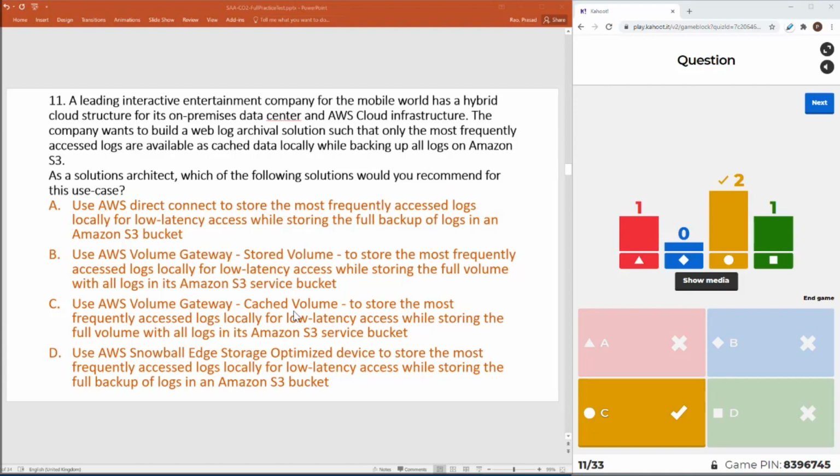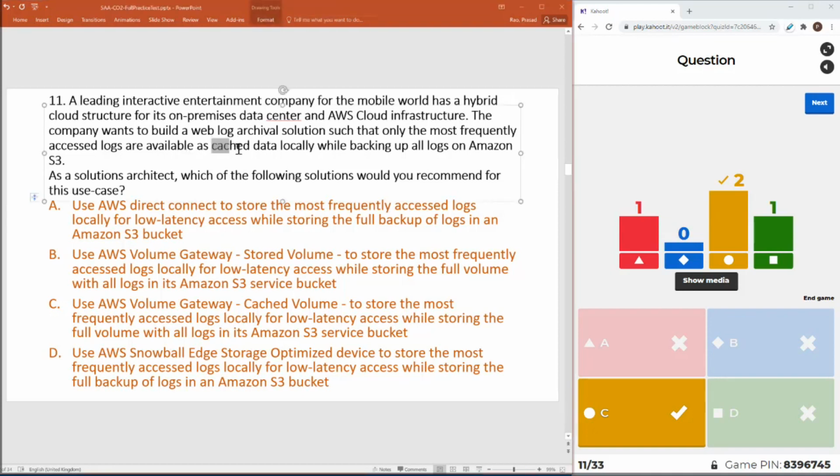So from the question perspective, yes, AWS Direct Connect is also a kind of hybrid solution for providing network connectivity. It is mainly used for network connectivity. Volume gateway, or we can call this a storage gateway, is mainly for providing a hybrid storage solution. And Snowball Edge is mainly for storing the data at the edge locations, and then you can transfer them to AWS. But what they're talking about here is that the most frequently accessed logs are available as cached data locally.